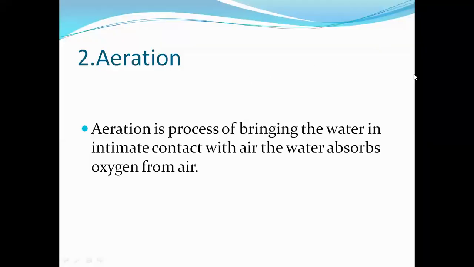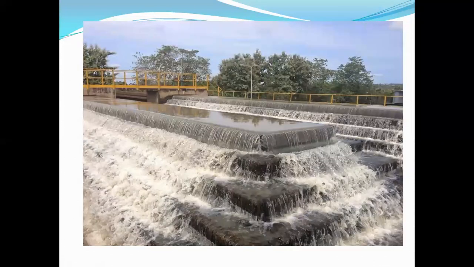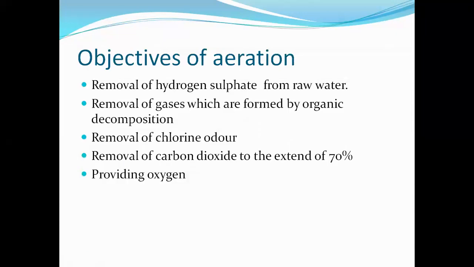Now see what is aeration. Aeration is a process in which water comes in contact with the atmosphere, or a process of bringing the water in intimate contact with air, and water absorbs the oxygen from the air. Then next we discussed the objectives of aeration. There are five objectives of aeration: remove hydrogen sulfide, remove gases, remove chlorine odor, remove carbon dioxide up to 70%, and provide oxygen to the water.